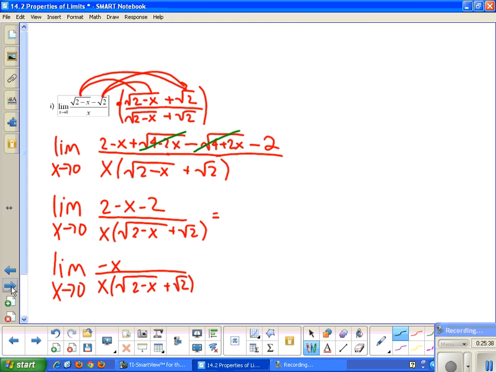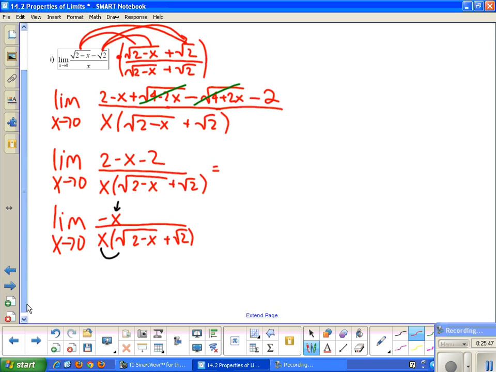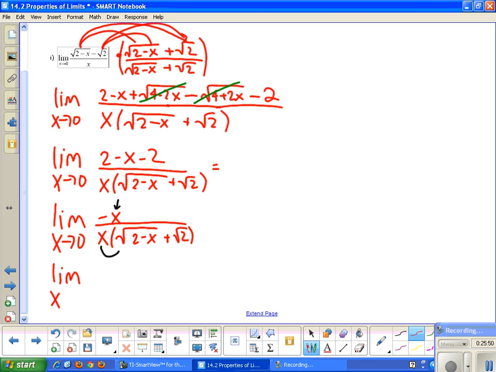Notice when I did that, now I have this x being multiplied by that whole term, and this x up here is by itself, so I can cancel those two x values out. When I do that, I get the limit as x approaches 0 of negative 1 over the square root of 2 minus x plus root 2. Now if I plug 0 into my denominator, 2 minus 0 is root 2, and root 2 plus root 2 does not make my denominator 0, so I can just go ahead and solve this by plugging in 0 into my equation.